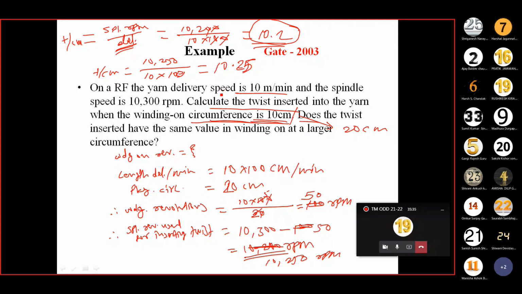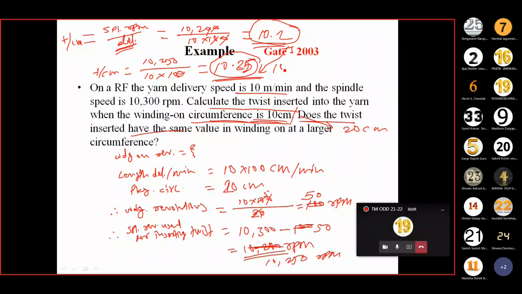10.25 is the answer. So, have you got any difference here? Does the twist inserted have the same value? Yes, it is slightly increasing. It is not the same.